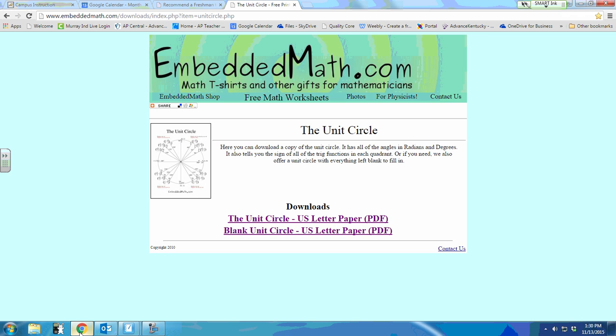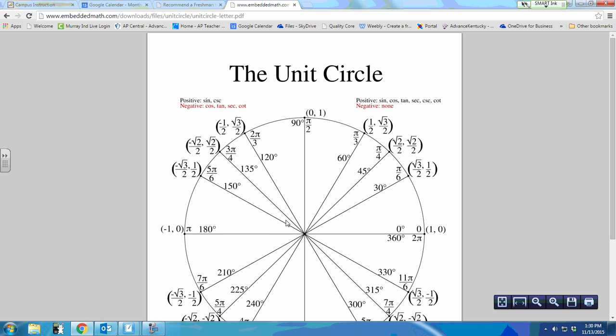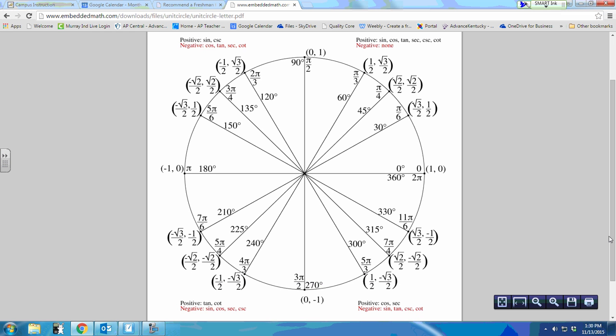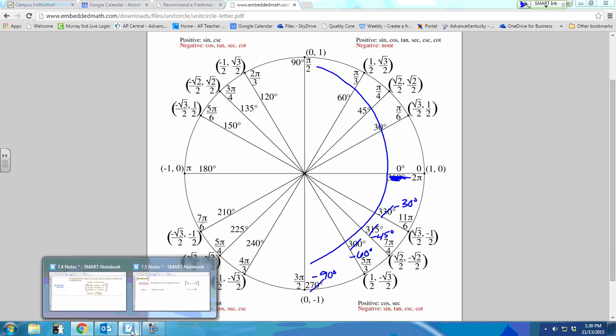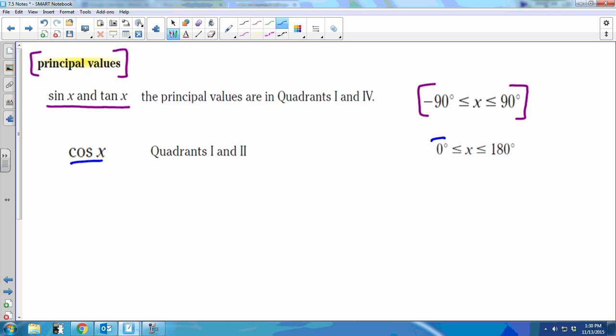So if you look at the unit circle, you can only look at this half of the unit circle for sine and tangent. Since we're doing negative 90 to 90, this is negative 90 degrees, and this is negative 60 degrees, etc. Just be careful of that, okay? And for cosine, you're from 0 to 180, so the top half of the unit circle. So when we look at the unit circle for this first set of questions, that's what we're looking at.